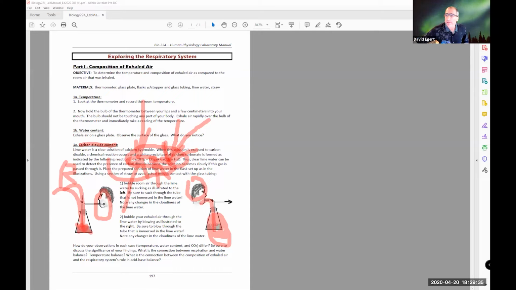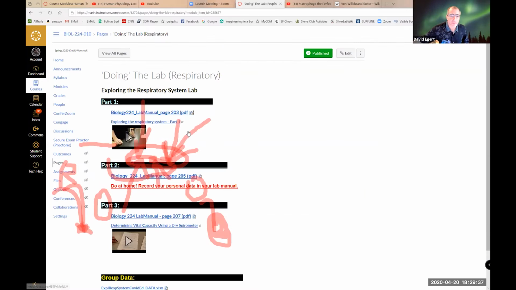Okay, so let me close that. Oh, and let me get rid of all that annotation there.